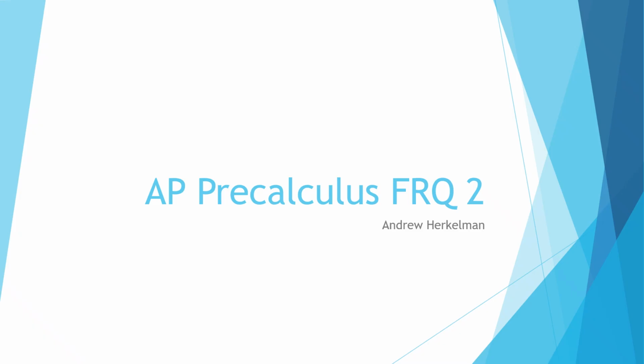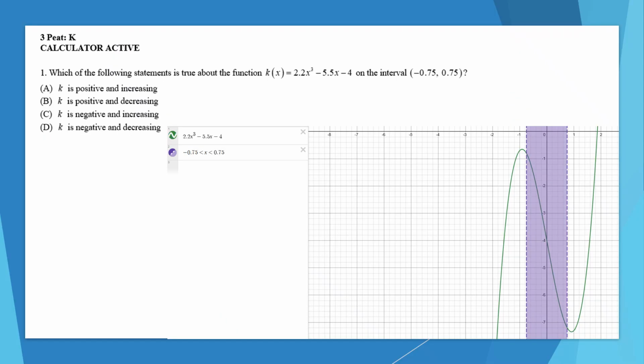Let's get started. So here's the bell ringer. Do 3-peat K now. Pause the video if you haven't done it yet because I am about to go over the answer. All right, so for the first one here, we want to find which of the following statements is true about K of x, which is that polynomial there. And we're looking at the interval from negative 0.75 to 0.75.